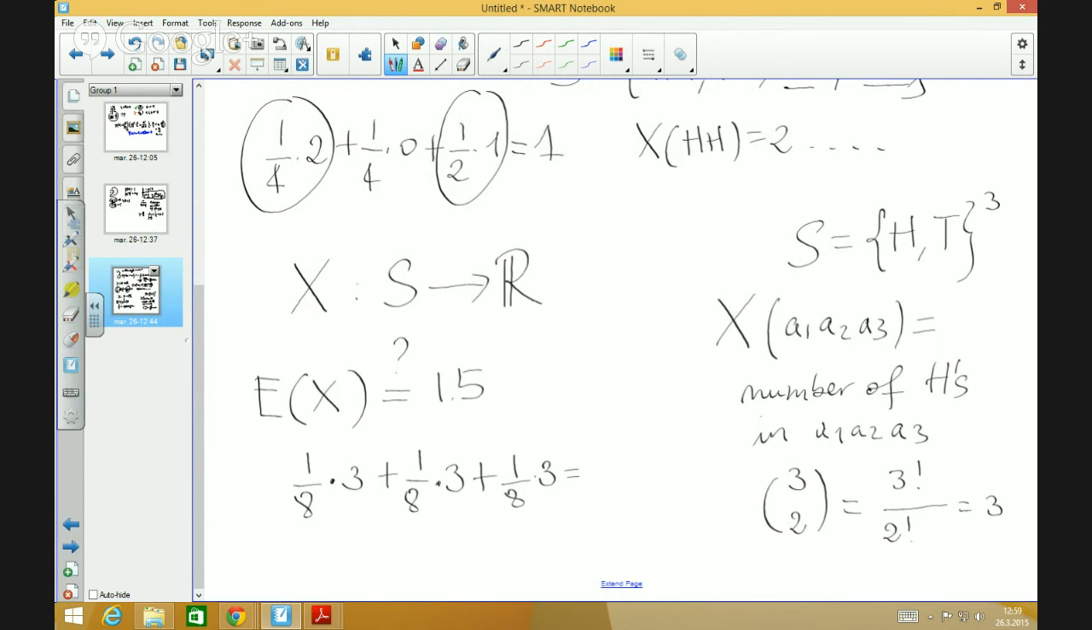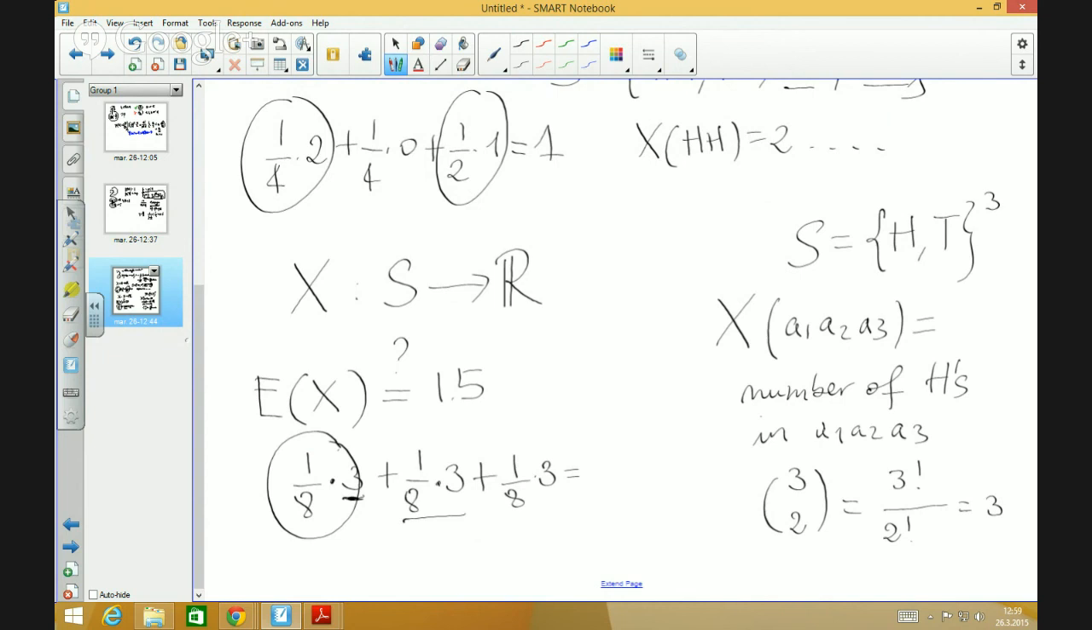So the question is, shouldn't the first one be 1/8 times 1, not times 3? Well, you see, we're calculating the value of the random variable. And the value is 3 heads in that specific case. So with probability 1/8, the value of the random variable, the number of heads, is 3.